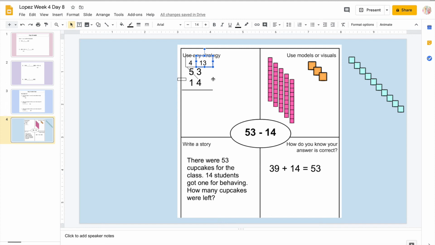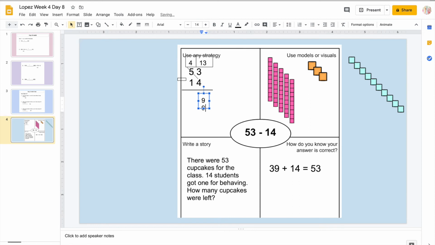So if we have 13 and we take 4 away, you can put the 4 in your head and count up to 13 on your fingers. So let's go ahead and do that. 4 in your head, 4, 5, 6, 7, 8, 9, 10, 11, 12, 13. Stop once you get to 13 and you should have 9 fingers held up. That is going to let us know that 13 minus 4 is 9.